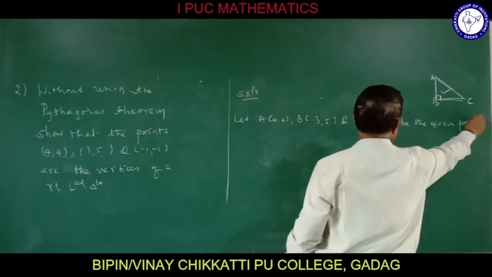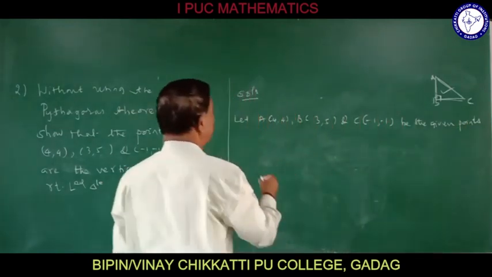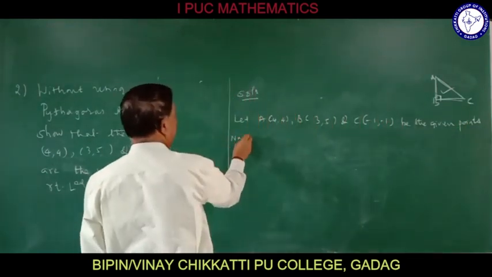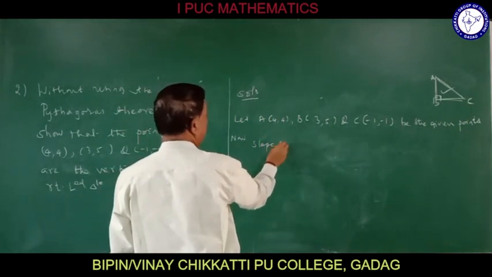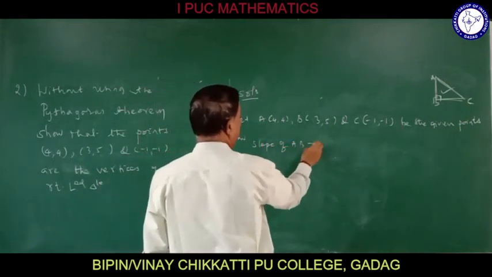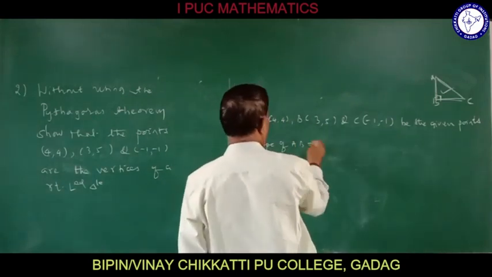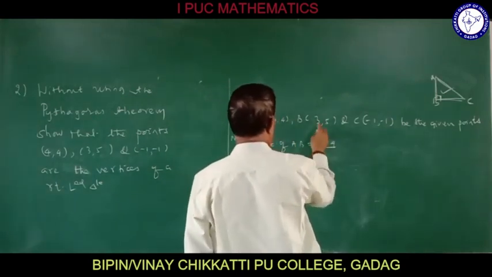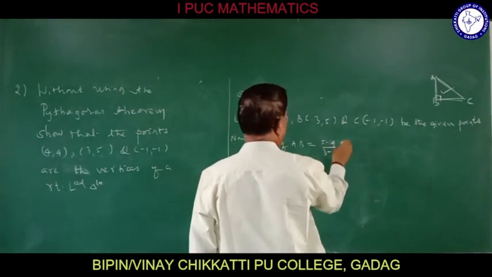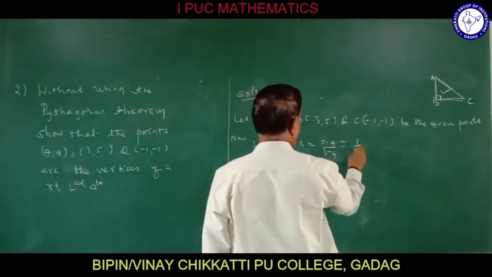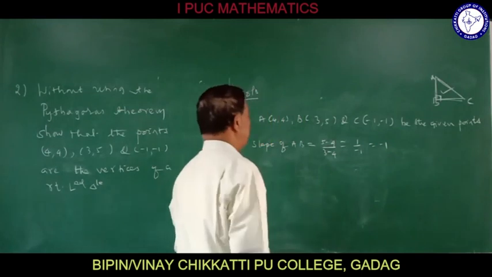See whether it is. Now I have to find out first the slope of AB. Slope of AB is equal to 5 minus 4 divided by 3 minus 4. Then 5 minus 4 is 1, and this is -1. So you have got -1.